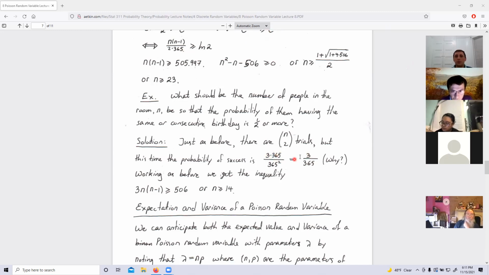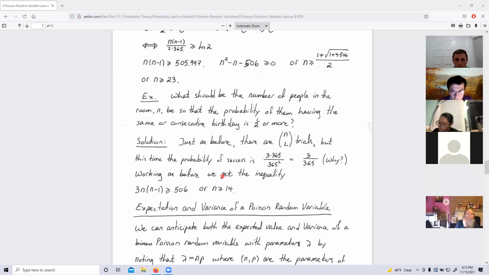So the probability of success is now 3 times as high. It's 3/365. For every day, mine could be this day, and his could be this day. For every 1 day, we have 3 possibilities. All right.